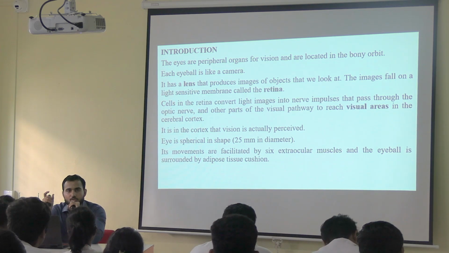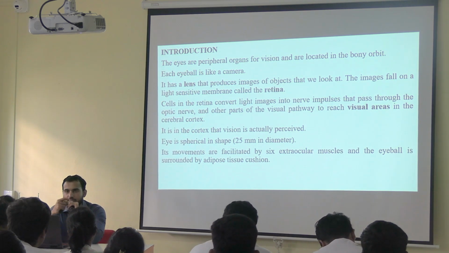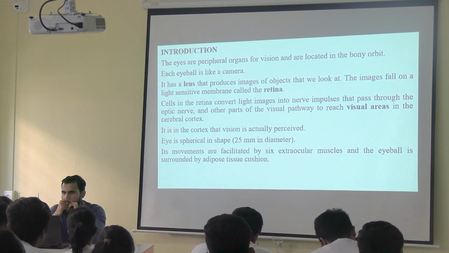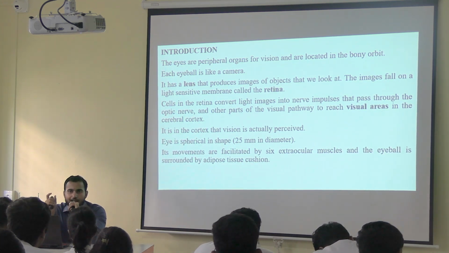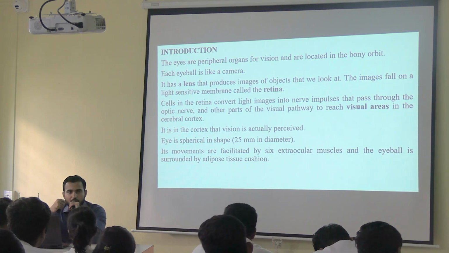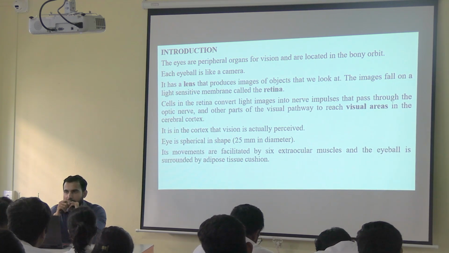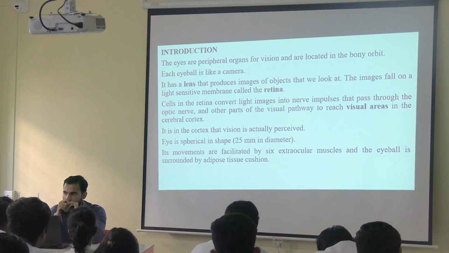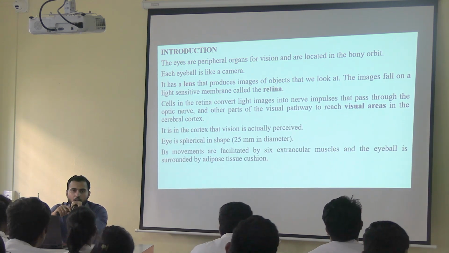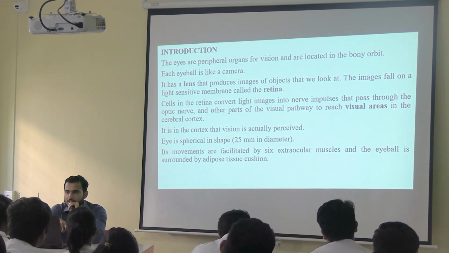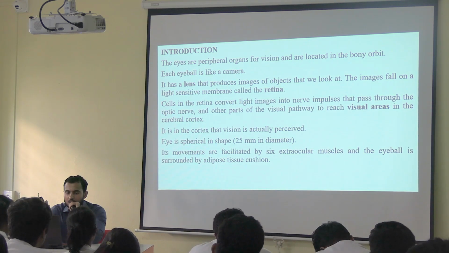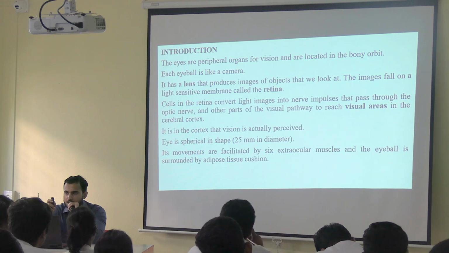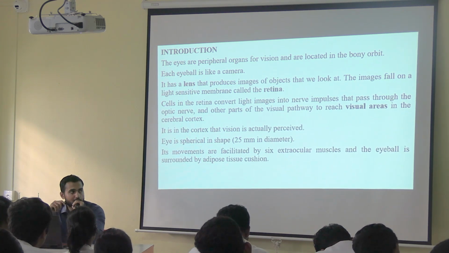Next, if you see the eyeball, it is a spherical structure. The diameter is approximately 24 to 25 millimeters, and the eyeball is present in the orbit. Various movements of the eyeball take place with the help of extraocular muscles. Those things we'll be discussing in the gross anatomy, but now I'll go straight into the microscopic structure, that is, the three basic layers of the eyeball.